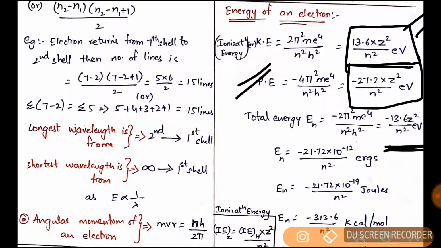And sometimes they might change the units of energy. So these are the other units of energy. Energy can also be written in the form of ergs, as you could see here, and also they could be written in joules.